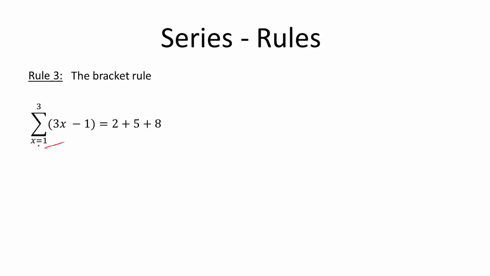But what it's saying here is x increases from 1 to 3 in unit steps of 1. So when x is 1, that will equal 2. That's 3 times 1 minus 1, which is 2. When x is equal to 2, it's 3 times 2, which is 6, minus 1 is equal to 5. And lastly, when x is equal to 3, it is 3 times 3, which is 9, minus 1 is equal to 8. So we can sum that up to get our answer of 15.